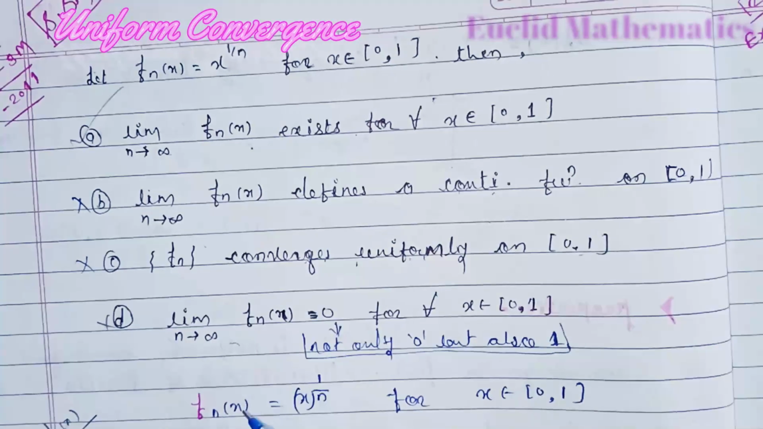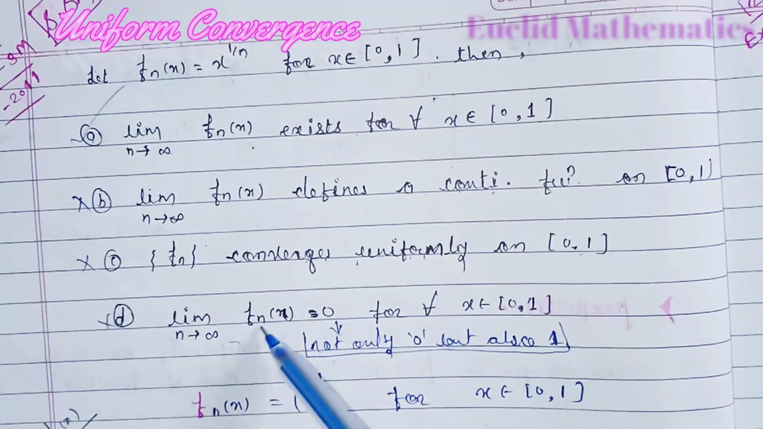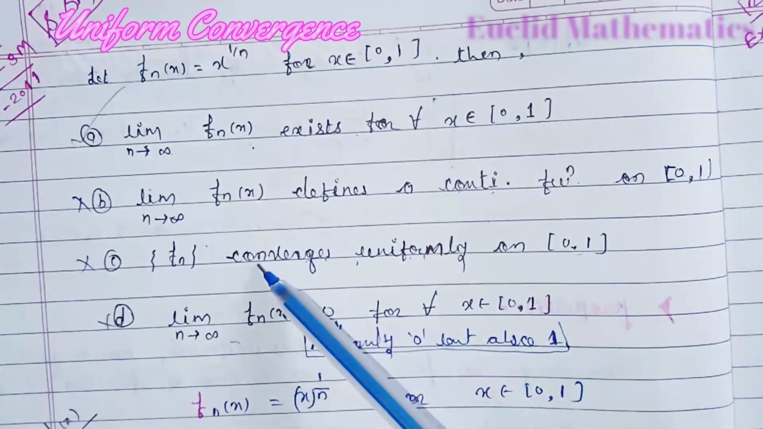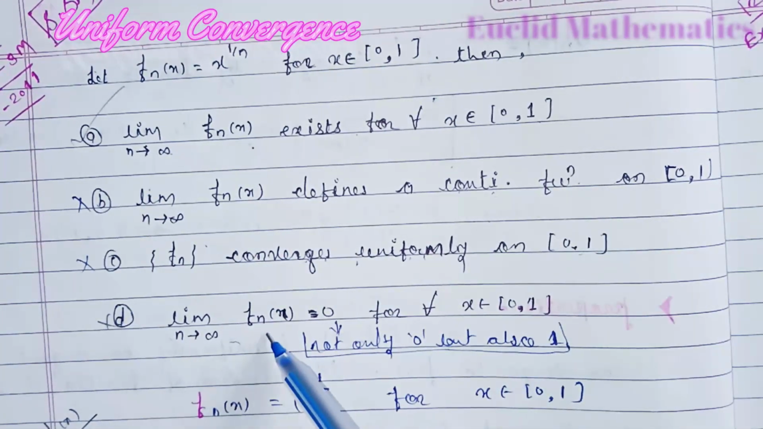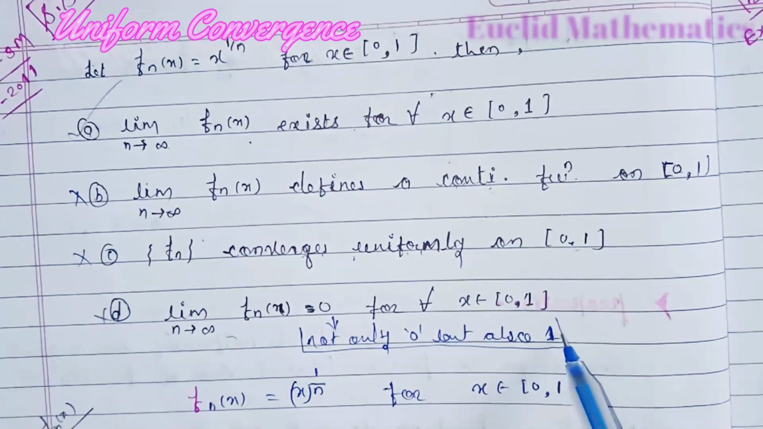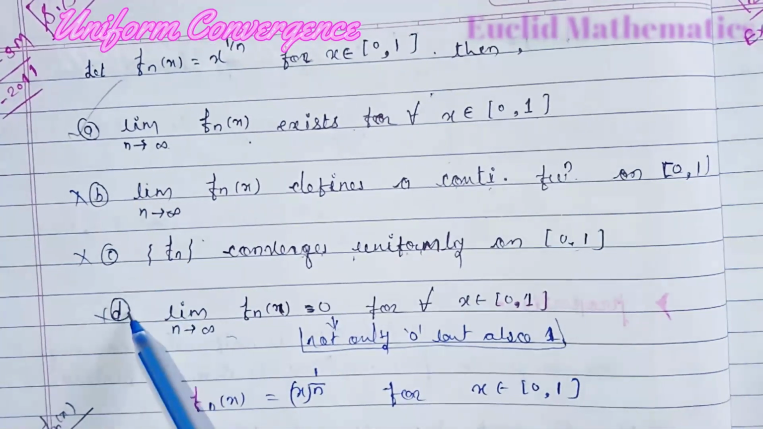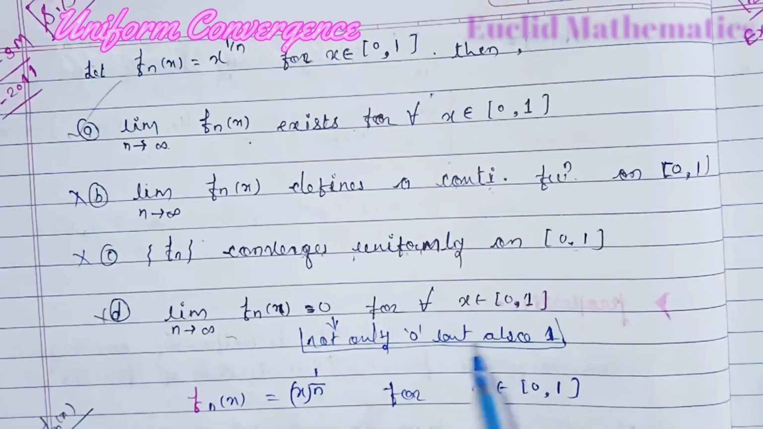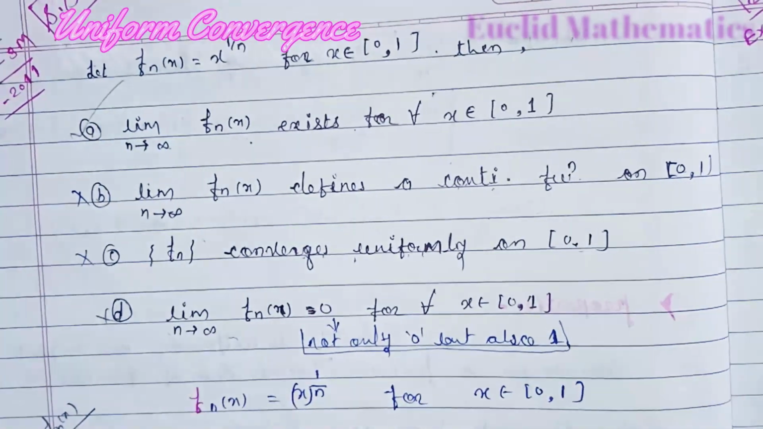And the fourth option says limit n tends to infinity f_n(x) is 0. If the question were multiple answer, then it would be true, but it is a single answer. We got that f_n(x) is 0 and it is also 1, not only 0. So we cannot say whether option D is correct or not, because we got the answer 0 and 1 when n tends to infinity in that interval. So about option D we cannot say. Our first option is true here.